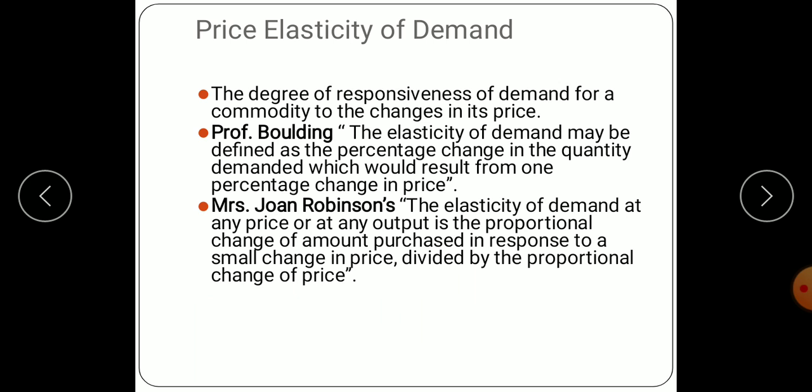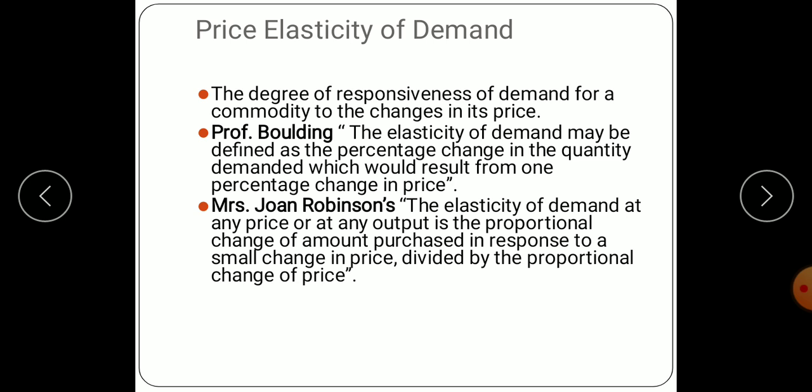Here, let us discuss price elasticity of demand. What is the meaning of price elasticity of demand? Price elasticity of demand is generally defined as the degree of responsiveness of demand for a commodity to changes in its price, other demand determinants remaining constant. Here only the price will change. Other determinants like consumers' income, price of a related commodity, and price expectation should remain constant. It is termed price elasticity of demand.